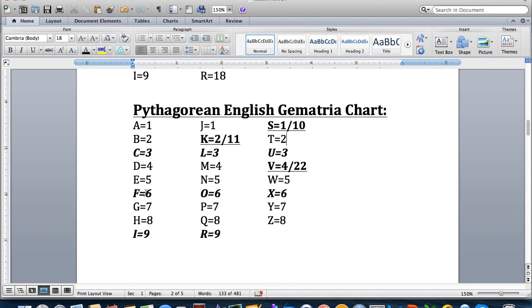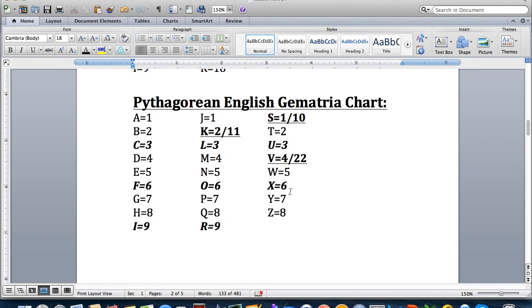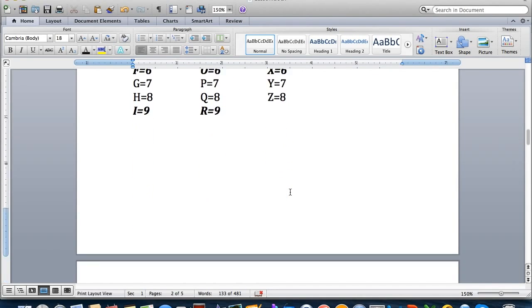F-O-X. F is the 6th letter. O is the 15th. 1 plus 5 becomes 6. X is the 24th. 2 plus 4 becomes 6. Remember, we're just reducing everything to a single digit. These are the principles of numerology, except for the multiples of 11.